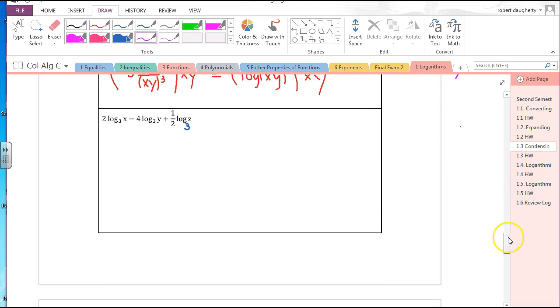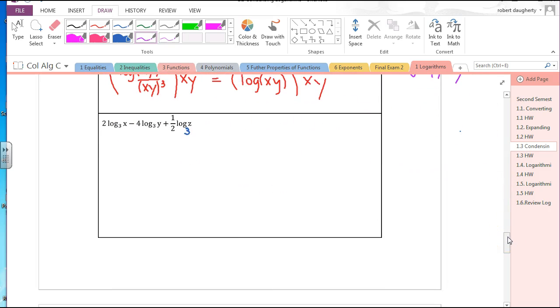There is a typo in your book on the next one. All of those are log base 3's. Okay. You can't combine. If this had been log base 3 and this is log base 10, I can't combine those. The bases have to be the same. So in your book, this next problem is all log base 3. Okay. So what do I do to get this combined into one log expression?